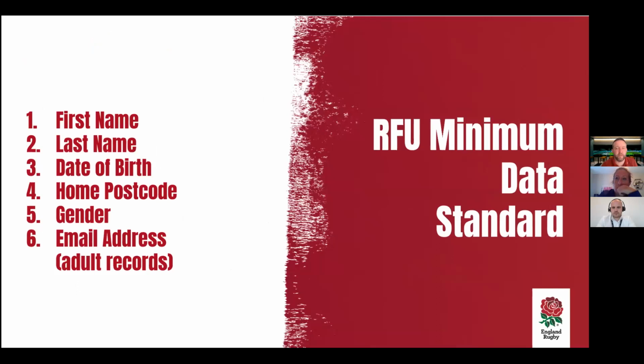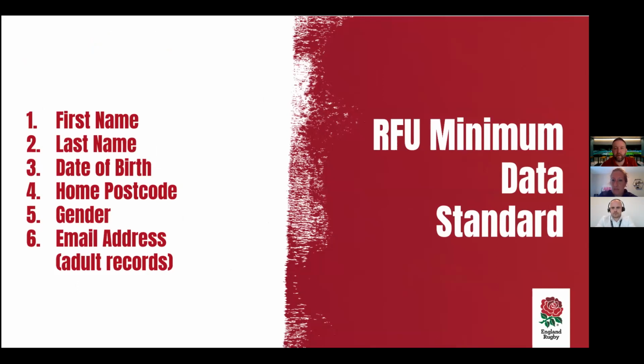And just a reminder of the minimum data standards. So first name, last name, date of birth, home postcode, gender, and email address. And the email address is for those adult records. And again, we'll go into that in a little bit more detail on the questions that have come in.